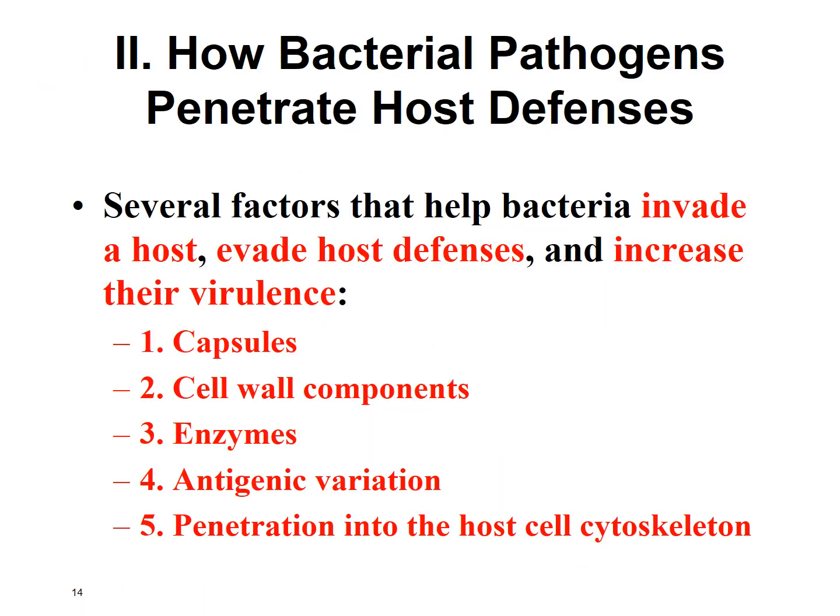Okay, so there's a couple of different factors that will help bacteria invade a host, avoid the immune system, and then obviously increase their virulence and be able to cause more severe disease. So we'll take a look at capsules, some cell wall components, some enzymes that bacteria make, antigenic variation, and then how they can also rearrange the host cell cytoskeleton.